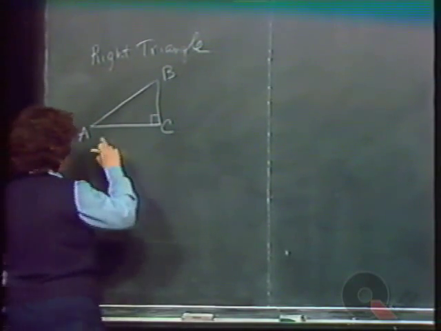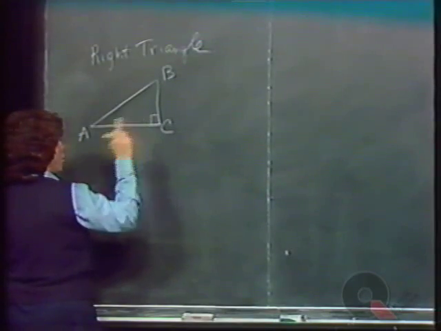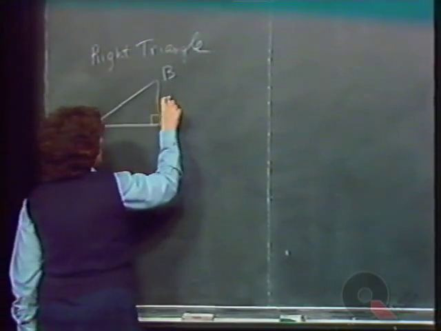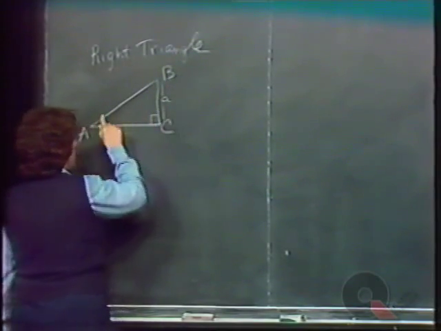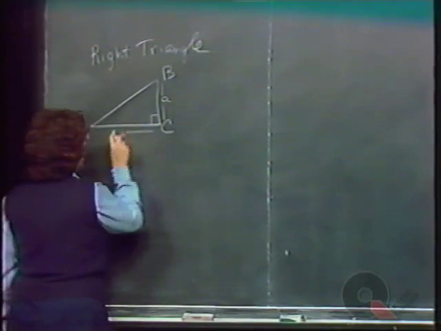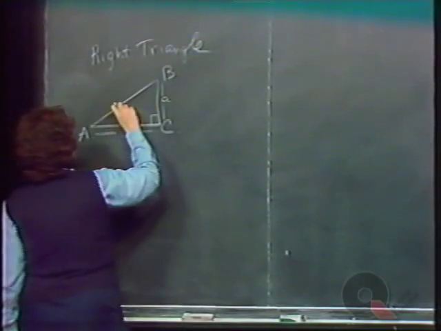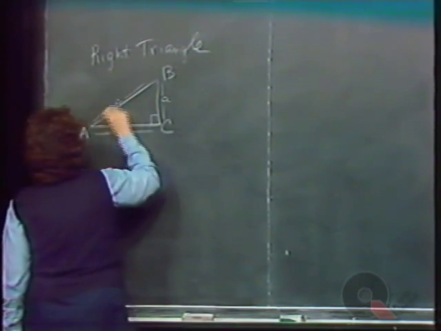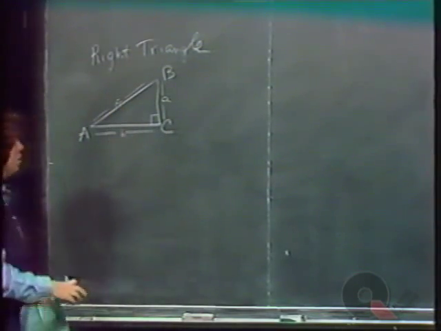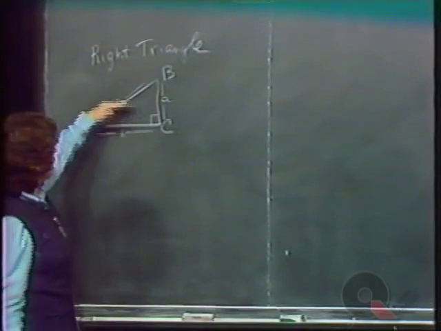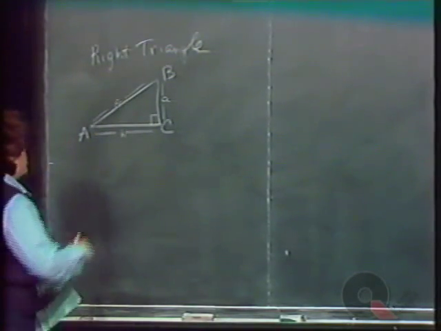The lengths of the three sides, we very often use a lowercase letter, for example, a little a, to indicate the length of the side opposite angle A, and a little b to indicate the length of the side opposite angle B, and a little c to indicate the length of the side opposite angle C. Since angle C is the right angle here, the side opposite the right angle is called the hypotenuse.